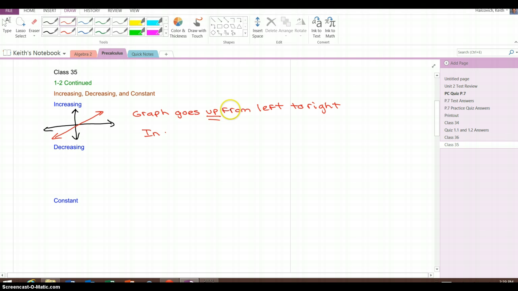So this graph is increasing on the interval from negative infinity to positive infinity. And notice for these numbers, you look at the x coordinates.